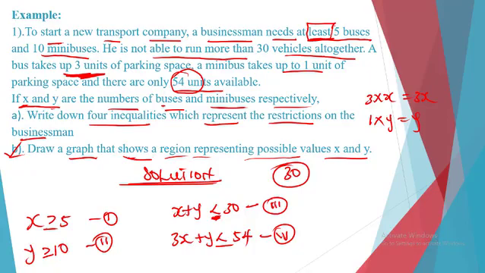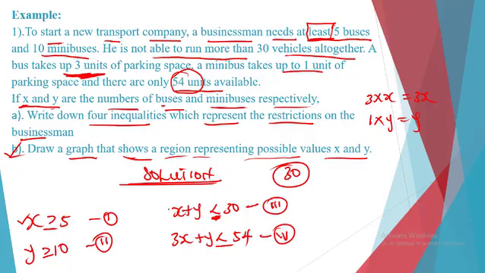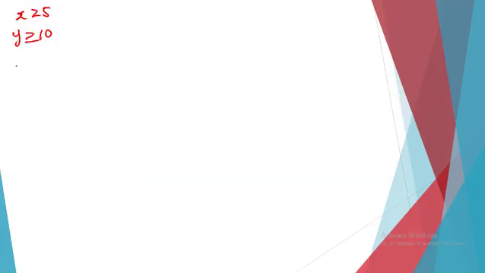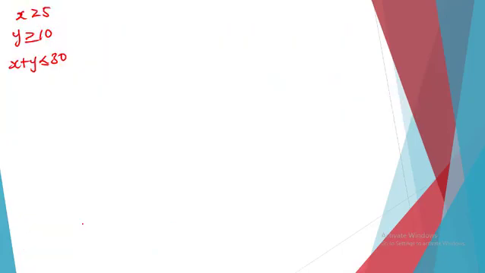Okay, remember our equations: X is greater than or equal to 5, and then Y is greater than or equal to 10. Then we have the third one, X plus Y is less than or equal to 30. And then we have the fourth one, 3X plus Y is less than or equal to 54. Okay, let us start.